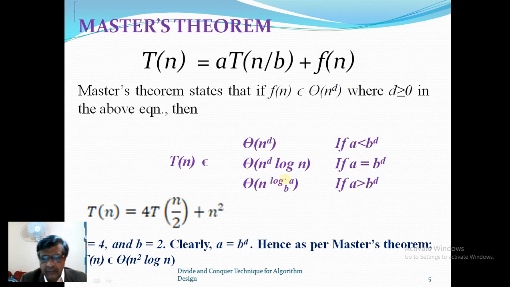or it should belong to big theta of n to the power of d log n if a equals b to the power of d, or it should be big theta of n to the power of log a to base b if a is greater than b to the power of d.